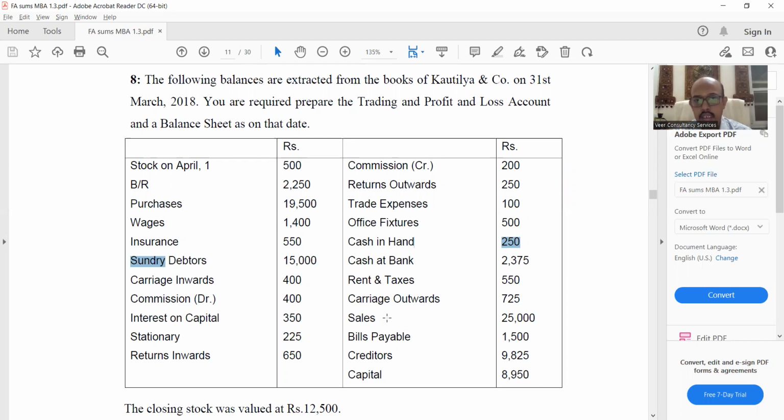Sales will go where? Credit side of the trading account. So it's like trading credit. Make a note over there somewhere near to sales. Then we have bills payable.